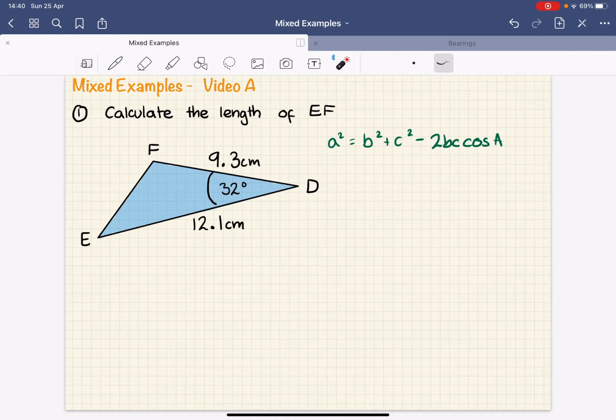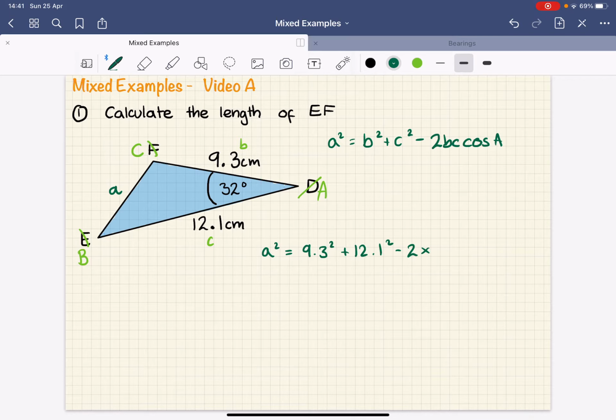So the key subject letter-wise is A. I want A to be where my unknown's at. So changing that D into a capital A. And then the E and the F can become B and C. Doesn't matter what way round I put it. So then substituting into my formula, I'm going to have A squared equals 9.3 squared plus 12.1 squared minus 2 times 9.3 times 12.1 times that cos A.